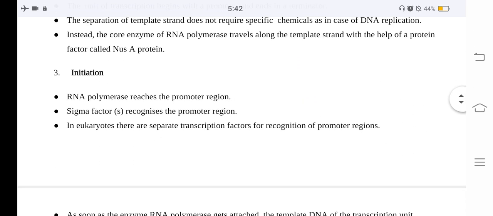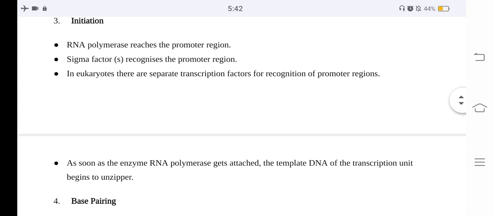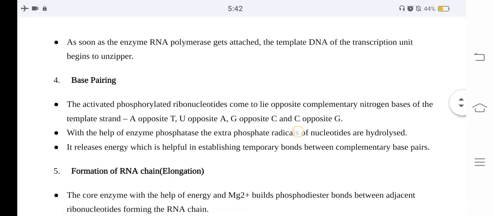Then initiation. RNA polymerase reaches the promoter region. Sigma factor recognizes the promoter region. In eukaryotes, there are separate transcription factors for recognition of promoter regions. As soon as the enzyme RNA polymerase gets attached, the template DNA of the transcription unit begins to unzip.